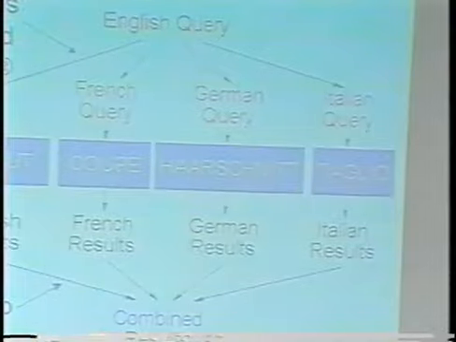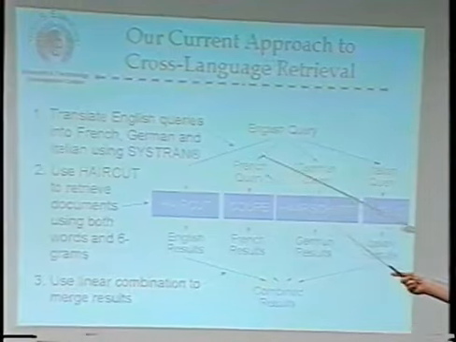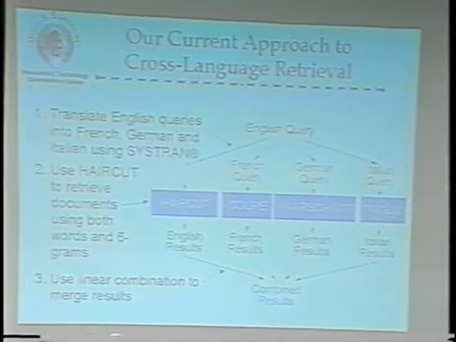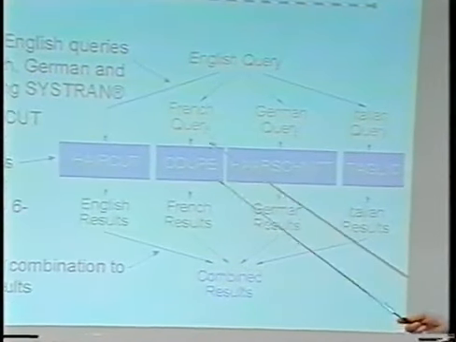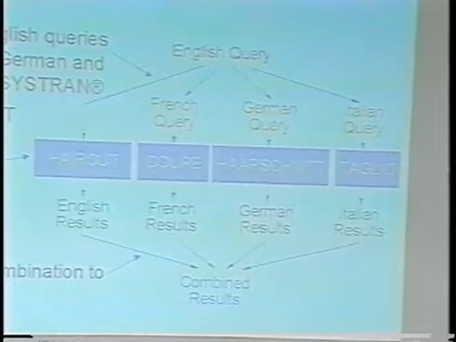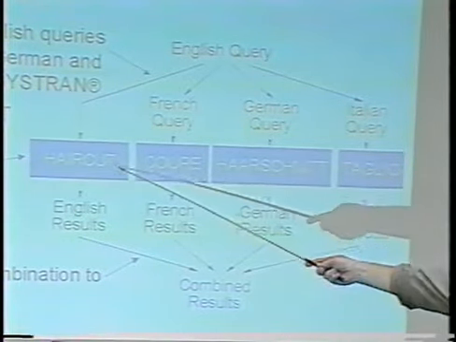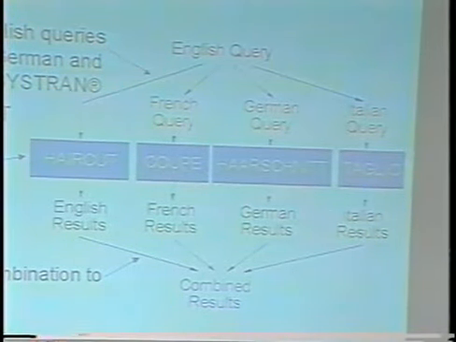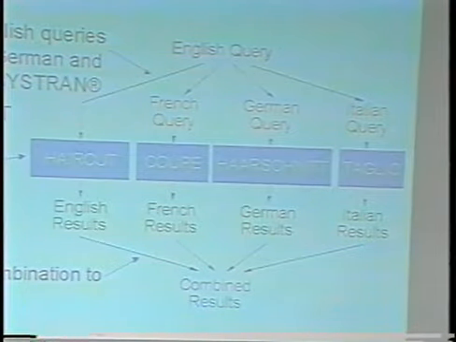And here's our approach to it, which is just as basic as we could get. We use commercial translation software just to translate the query in our base system. We actually do some more interesting things as add-ons. But basically, we take Systran, which is this commercial package. You can buy it for $100 or something. We run the query through it to get French, German, and Italian. We have a separate version of HAIRCUT for each language, indexing documents for that language. And then we get results from each language, and we use this linear combination technique to combine the scores.